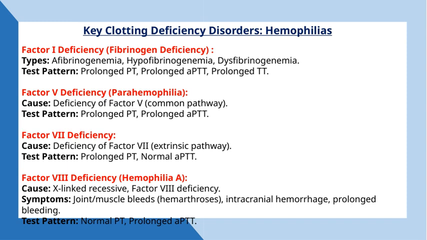Finally, let's discuss factor VIII deficiency, which causes hemophilia A. This is an X-linked recessive disorder, meaning it mostly affects males. The deficiency of factor VIII leads to characteristic symptoms like bleeding into joints and muscles, known as hemarthroses, as well as intracranial hemorrhages and prolonged bleeding overall. When we do tests, PT tends to be normal, but aPTT is prolonged, reflecting the specific pathway affected.